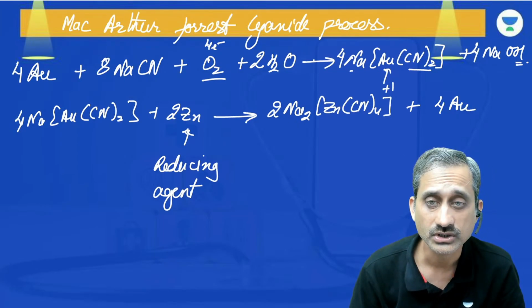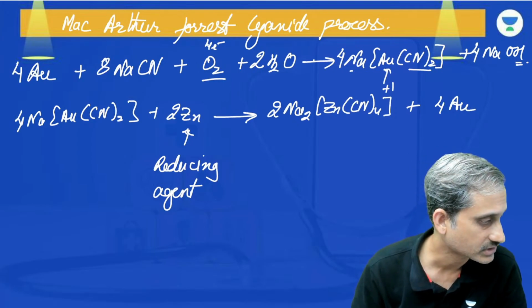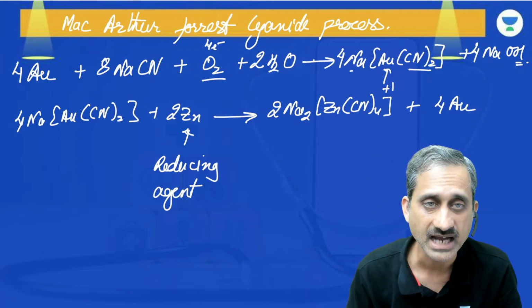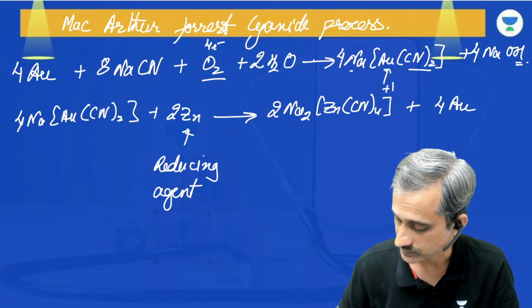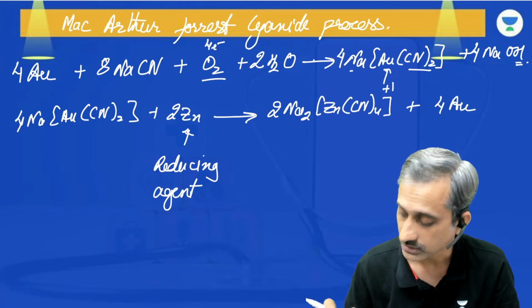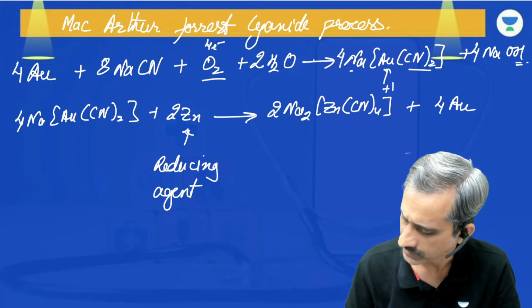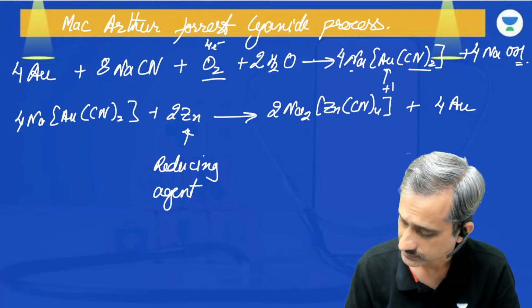So zinc is going to be the reducing agent. Fine. So this is what we have as the MacArthur Forest cyanide process, and this process is used for gold and silver.